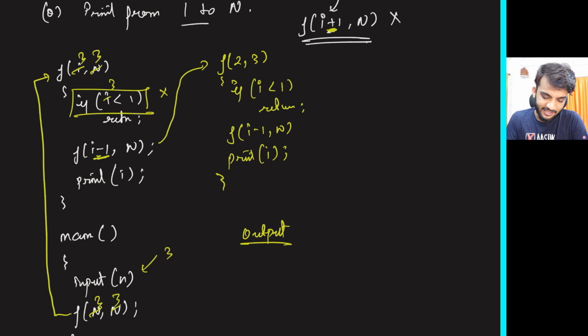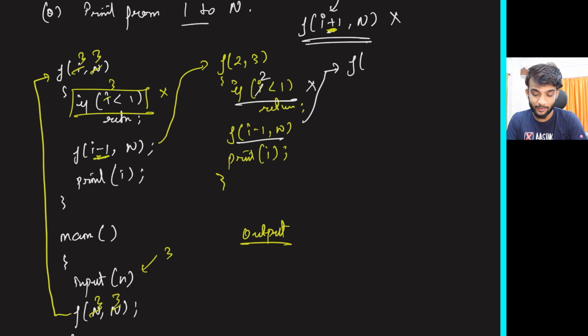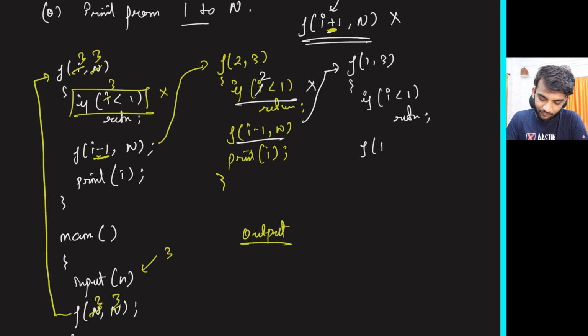Okay. So let's see if the first line executes. Again, no, because I is 2. Doesn't. This time again you call the function with I minus 1, which is 2 minus 1, 1 comma 3. And this time you write if I is lesser than 1, you return. And you say f of I minus 1 comma n, print of I.